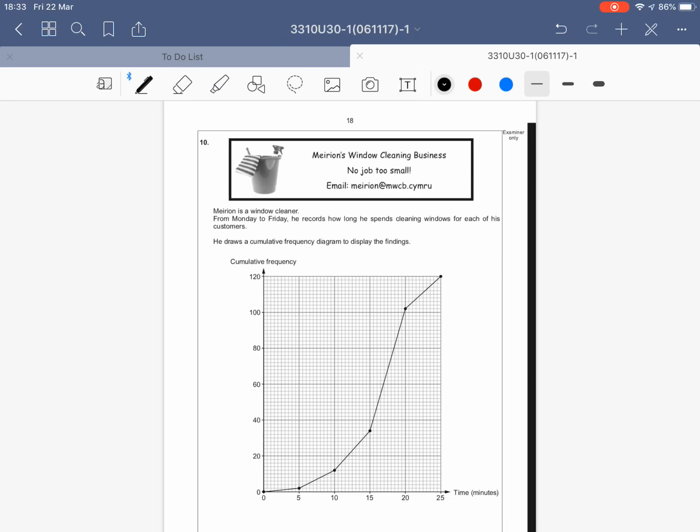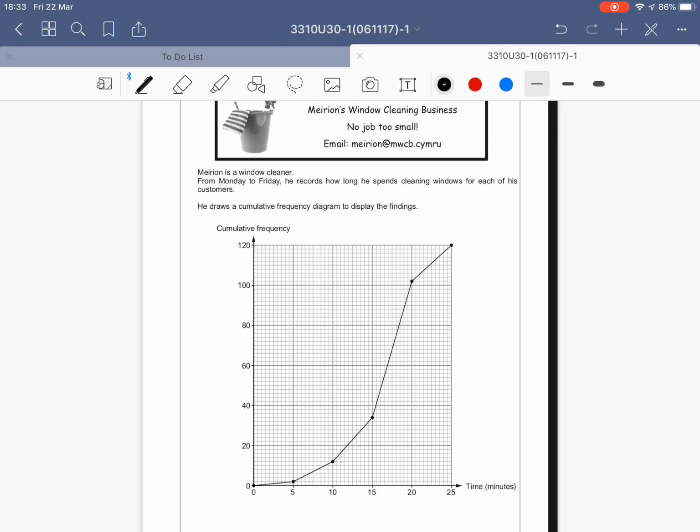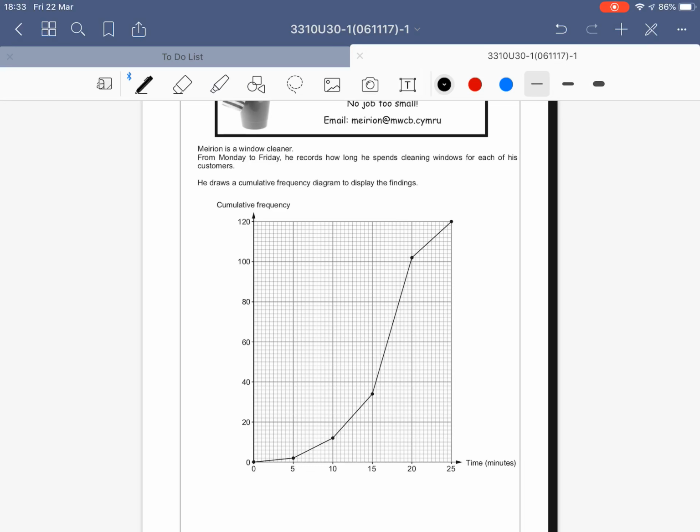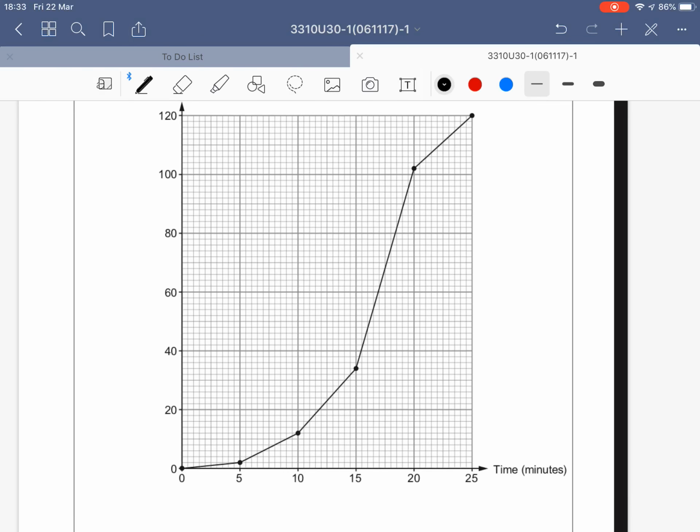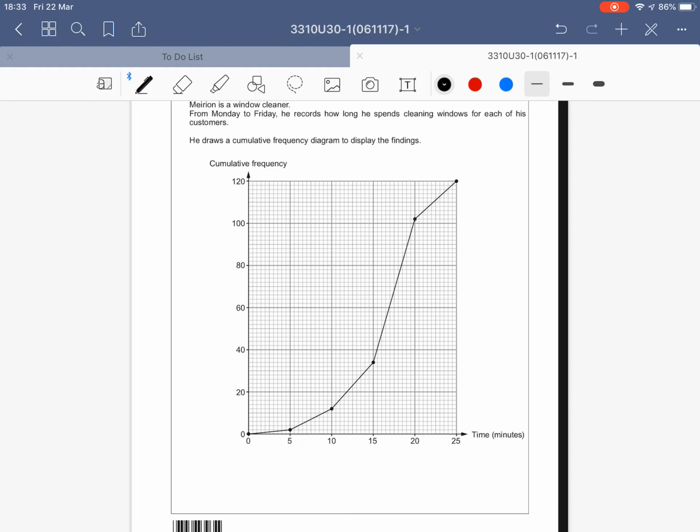Okay, next one. It's a window cleaning business, no job too small. All you have to do is email her. So she's a window cleaner. From Monday to Friday, she records how long she spends cleaning windows for each of his customers. Oh, that's a man's name. Okay. He draws a cumulative frequency diagram to display the findings. So it's a nice cumulative frequency diagram immediately. That needs to be a curve, not a straight line. That's probably going to be a bit of a question in a minute.